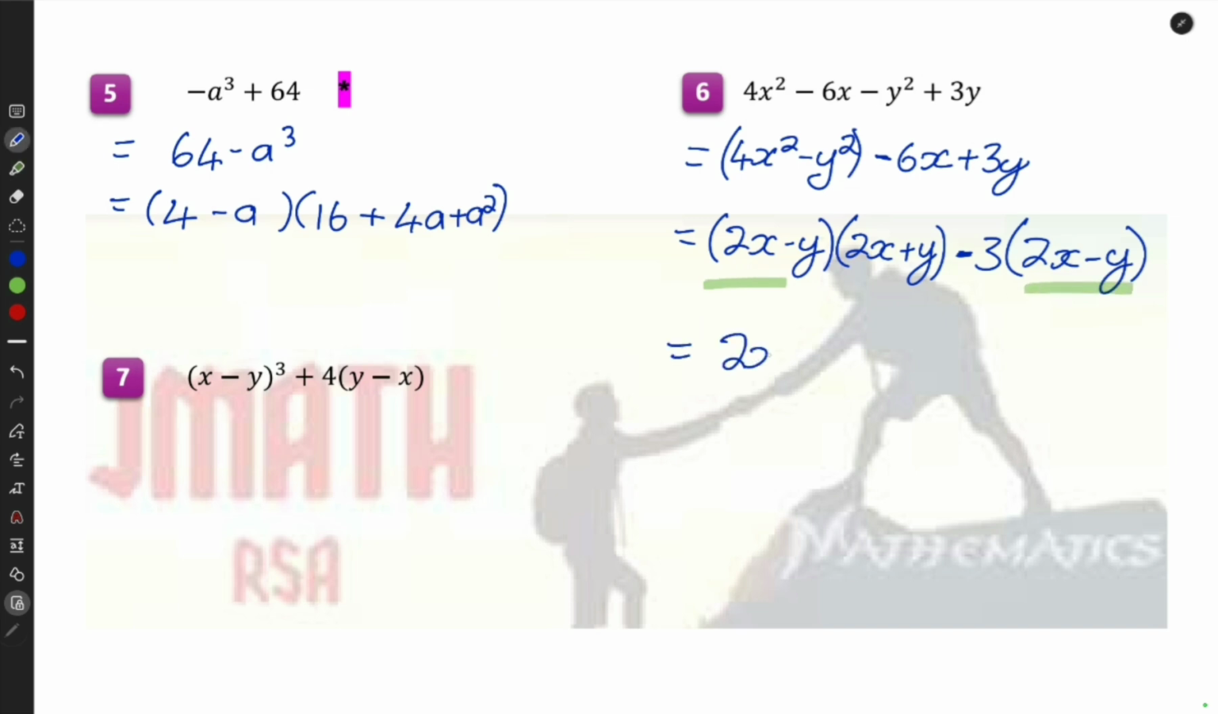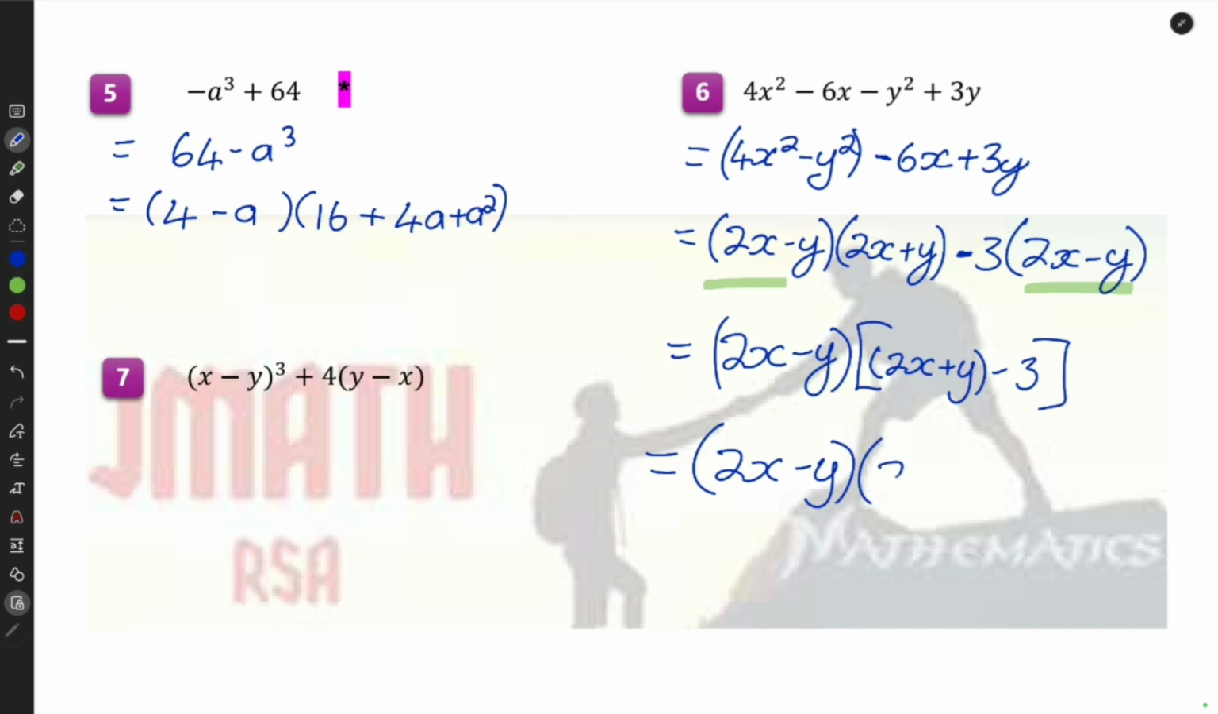So this would be 2x minus y. I am left with another bracket, so I must use block brackets: 2x plus y minus 3. To leave my final answer, I cannot leave it with brackets inside of brackets. So the final answer would be 2x plus y minus 3. Now I'm done.